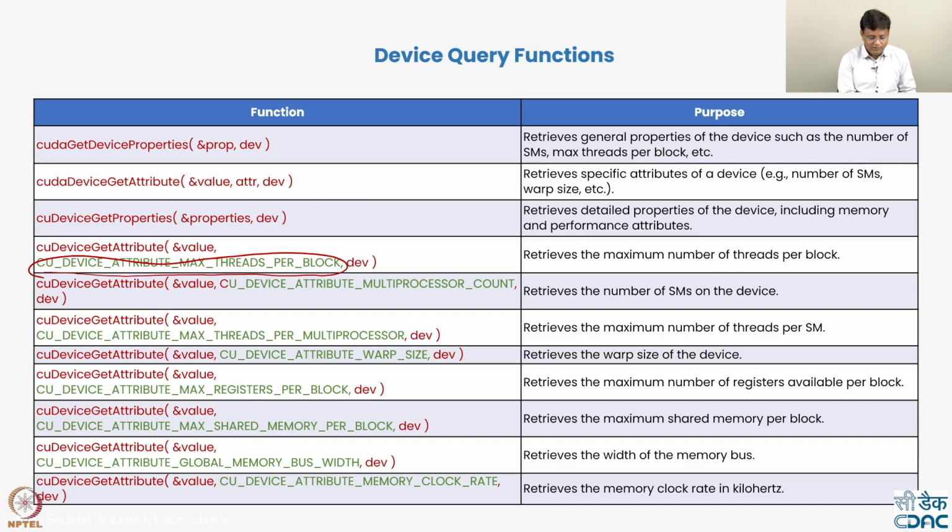Similarly, you can see the function is the same here, and now I want information about the cudaDevAttrMultiProcessorCount attribute: how many multiprocessors are available in my underlying GPU. By passing this attribute, it will return how many SMs are present. Suppose the underlying GPU has 80 SMs, it will give you 80. If it has 108 SMs, it will return the value 108, and so on.